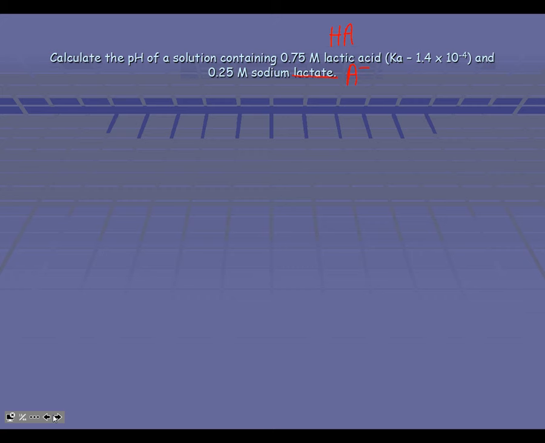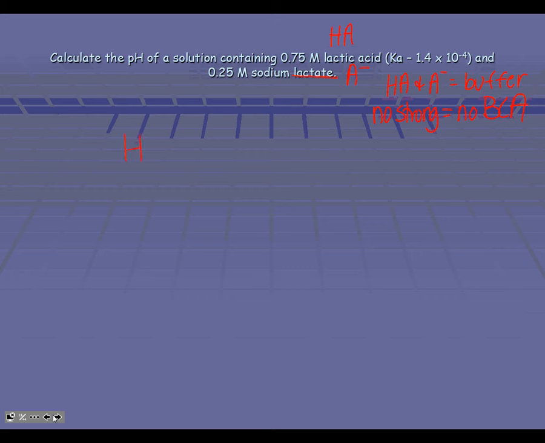Now, one of the things I want you to be careful of: I only have HA and A minus. HA and A minus together means I'm looking at a buffer. And so this is a more simplified problem. We can do a little ICE chart, and then we're going to do the Henderson-Hasselbalch equation. We don't have to do BCA. The reason is there's no strong component, so that equals no BCA. BCA only becomes a factor when we start adding in a strong component to it.